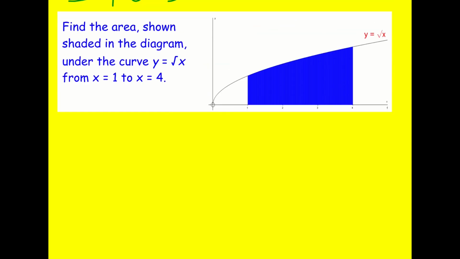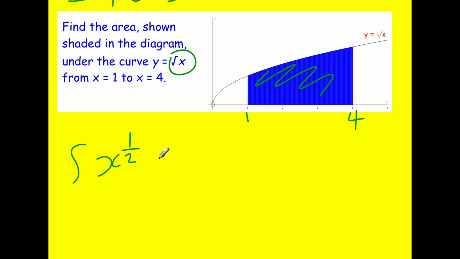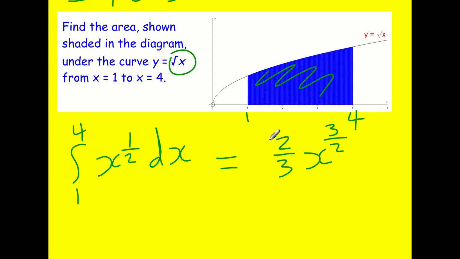Okay, find the area shown shaded in the diagram under the curve y equals root of x from x equals 1 to x equals 4. Right, this is the third time you've seen it, so hopefully we can get straight into it. It's going to be the integral of x to the half. We always write our indices down with respect to x between 4 and 1. Add 1 to the power. Divide by 3 over 2, which is the same as timesing by 2 over 3. Don't bother with the plus c.